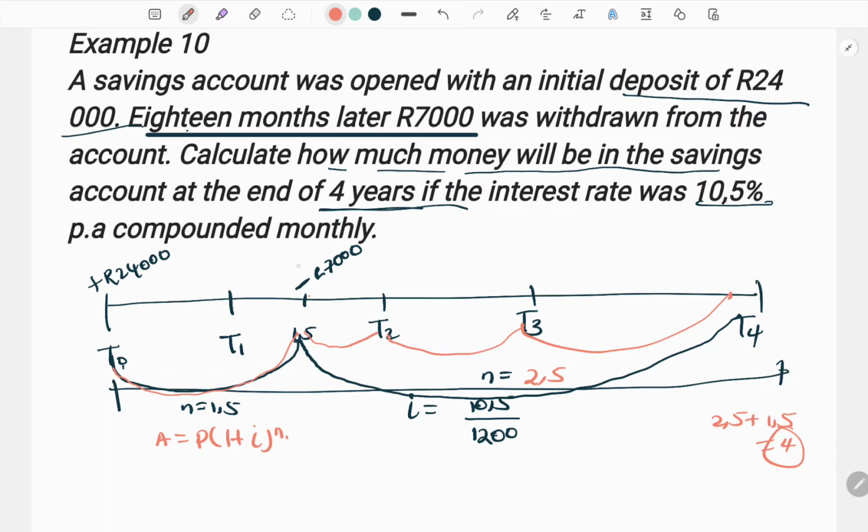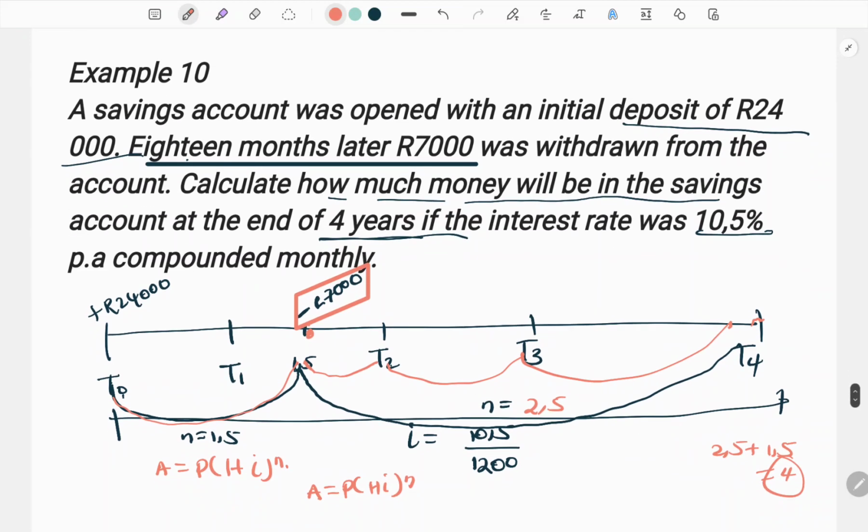Then from your answer, you're going to subtract 7,000. Then use your answer again with the formula to get the remaining part. So look at the question carefully and try it.